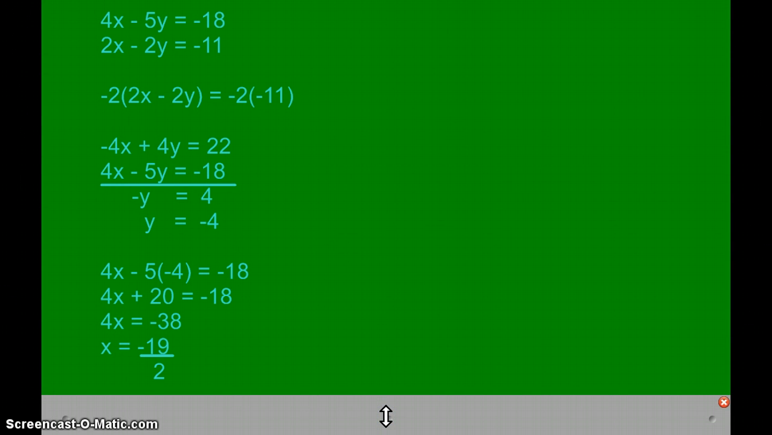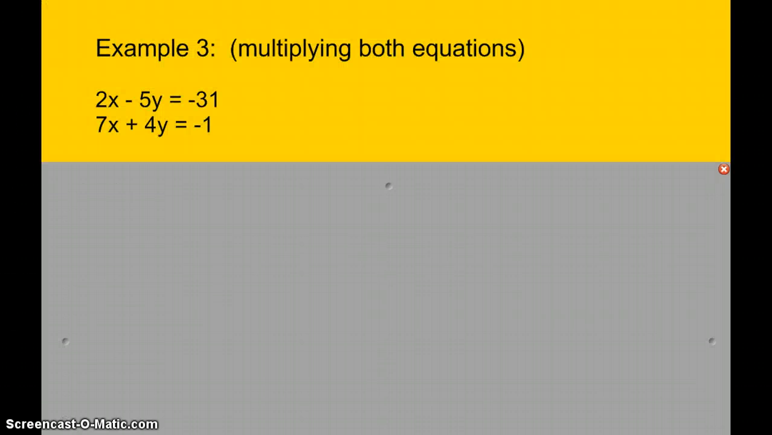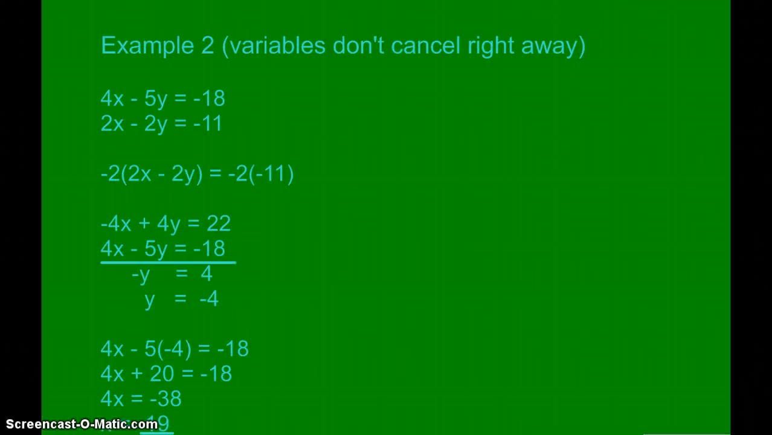Now I'm not going to talk through the solving steps because I know you know how to do those. Alright, our final example here, example 3, puts us in a situation where this is as difficult as we can make a system. We have 2x and 7x, negative 5y and 4y, negative 31 and negative 1. We compare that to our previous problem. Here on our previous problem, we had this 2x and 4x. We could easily make 2 into negative 4 so they would cancel out.